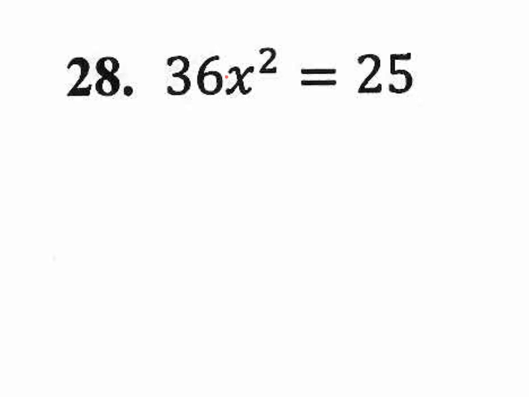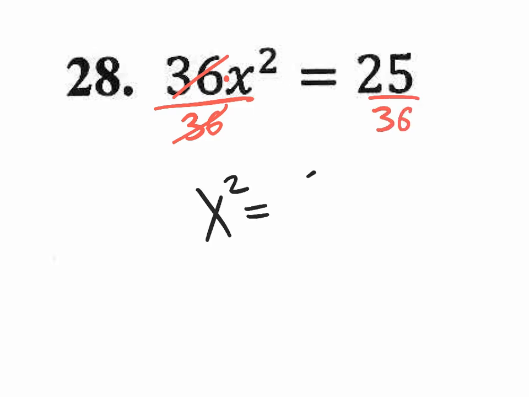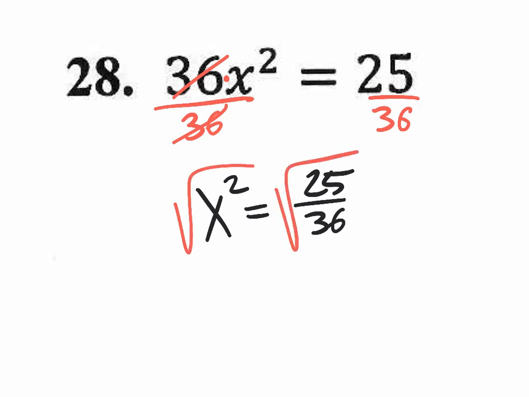So it says 36 times x squared. I could get rid of that multiplication of 36 by dividing by 36. That'll cancel it out. What I do to one side, I must do to the other. So I will have x squared equals 25 over 36. And we should all know to get rid of a square, we're going to apply a square root to both sides. So I will have x equals, and when we do apply a square root, we need to put a plus or minus right in front of our answer.